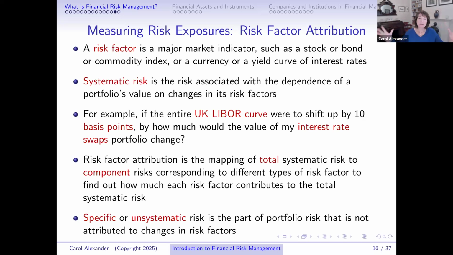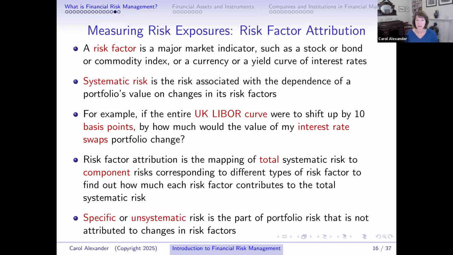Now, when you've got a very, very large position, not just shares or bonds or swaps, but lots and lots of different assets and instruments, the risk factor attribution is the act of mapping your total systematic risk to different components, to the equity component, to the bonds component, the commodity component, to the forex, foreign exchange component, and to decide how much each type of risk factor contributes to the overall risk of this entire portfolio.